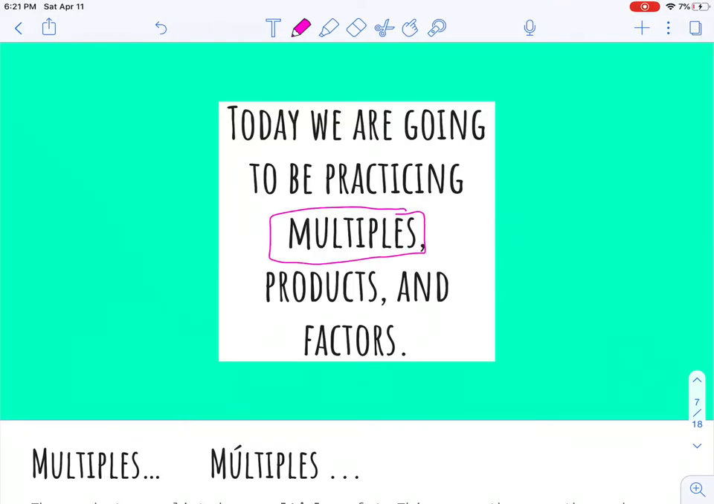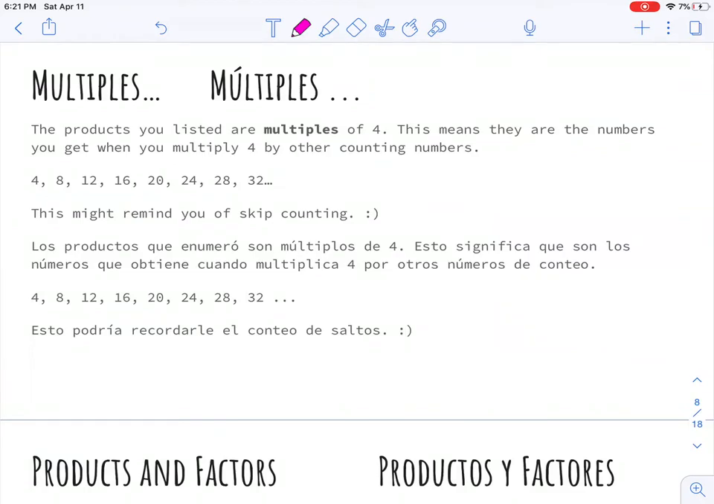All right, so we're going to move into multiples. The products that we listed when we counted by 4 are called multiples of 4. This means they are the numbers you get when you multiply 4 by other numbers. So 4 times 1, 4 times 2, 4 times 3, 4 times 4. These would be the answers that you get when you multiply by 4. It should remind you of skip counting. When you multiply by a certain number, the answer that you get is a multiple of that number.